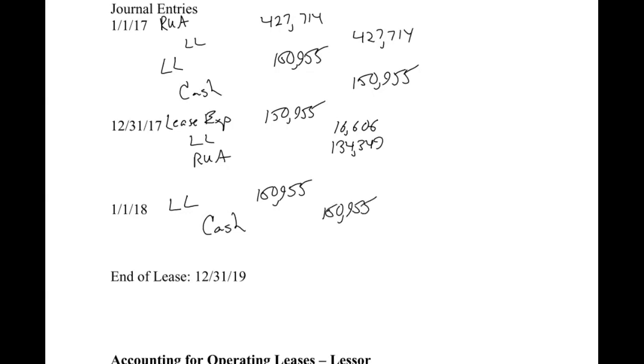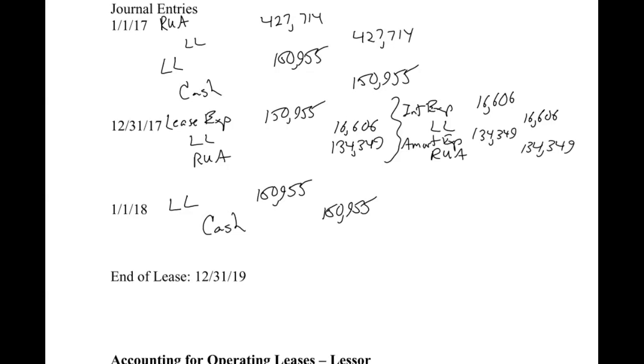All right, so the way that the Spiceland book is going to do it, they're still going to have interest expense and accruing the liability for 16,606, accruing interest, I should say. And then they still do amortization expense and RUA for 134,349.